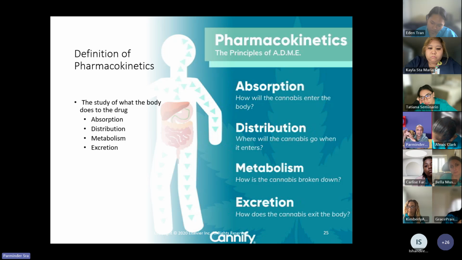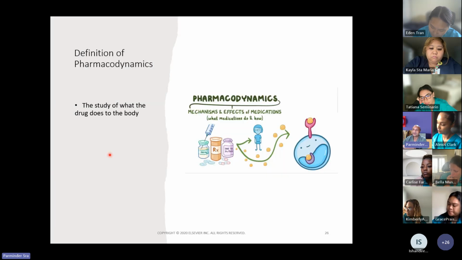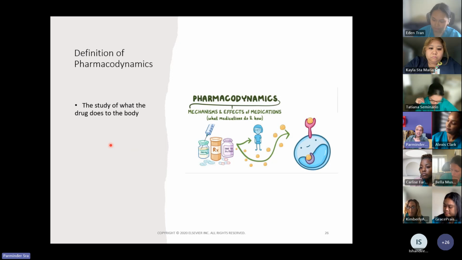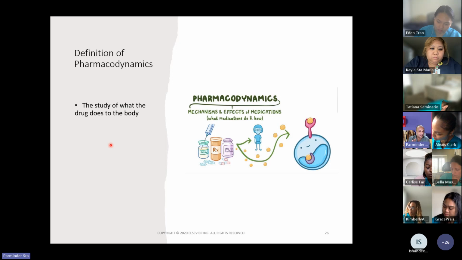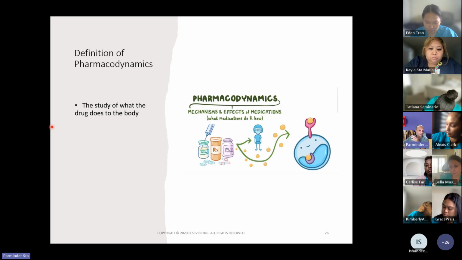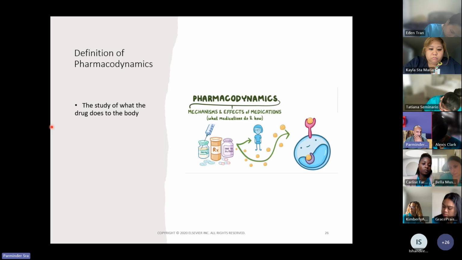Simple words. This is the study of what the body does to the drug, okay? The body does to the drug. On the other hand, pharmacodynamics means what the drug does to the body. So this mainly includes your mechanism of actions and stuff, right? How the drug affects the body. It involves which receptor it binds to, what enzymes can make a difference, and all that kind of stuff.